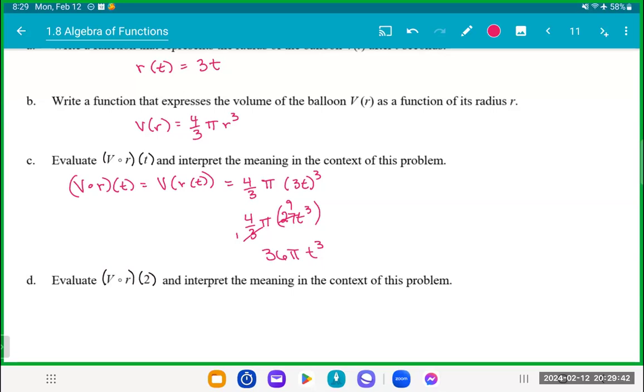Now let's say we're going to evaluate this at 2. We don't have to do the V of r again. We already have the formula. So we could just take our 36 pi evaluated at 2 cubed, right? And that is 288 pi, or it's approximately 904.32 inches cubed. And so what does that mean? That means that after just 2 seconds, the volume of the balloon is approximately 904 cubic inches. Okay? Question.